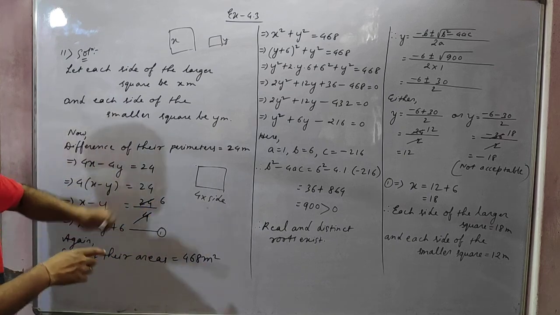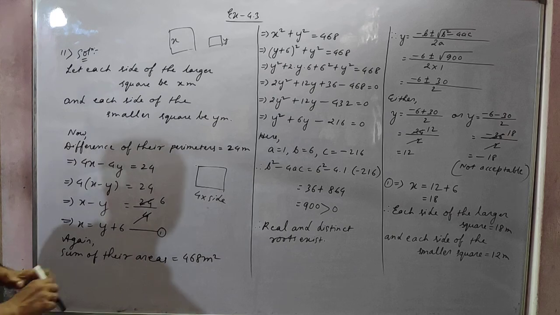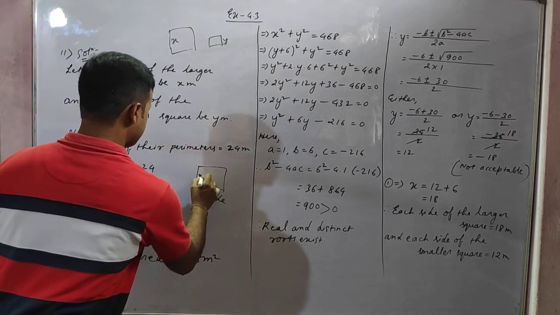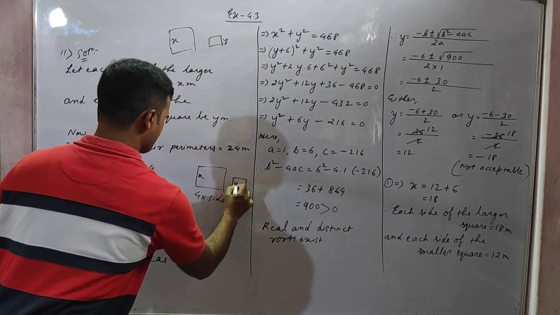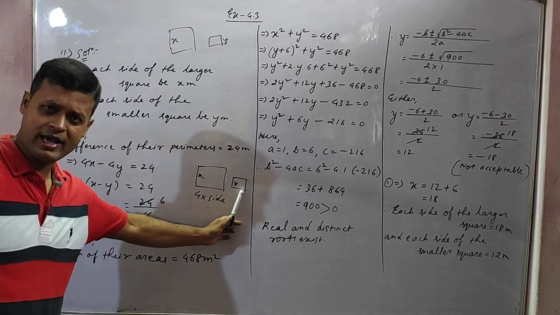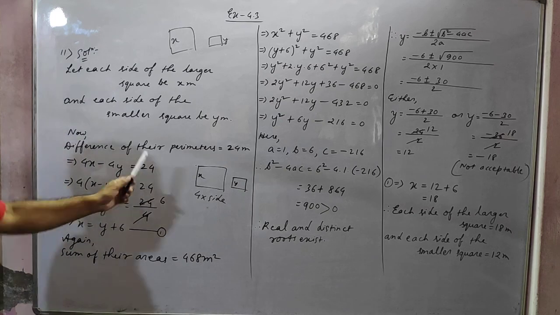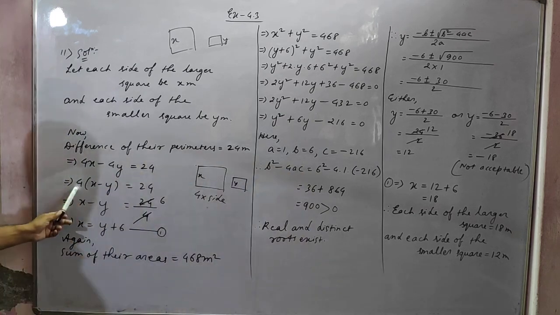So what is each side of the larger square? X. So 4 into x will become 4x. And what is each side of the smaller square? Y, isn't it? So the perimeter will become 4y. So 4x minus 4y is how much? 24. So we will take 4 common.